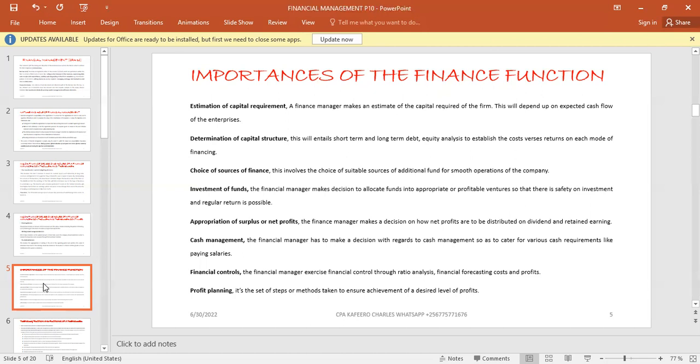The other one is finance control, or financial control. Here the financial manager exercises the control through ratio analysis. We are going to look at those: ratio analysis, financial forecasting, costs and profits. We are going to look at how we determine the projected or forecast income statement and all that. We shall look at them.